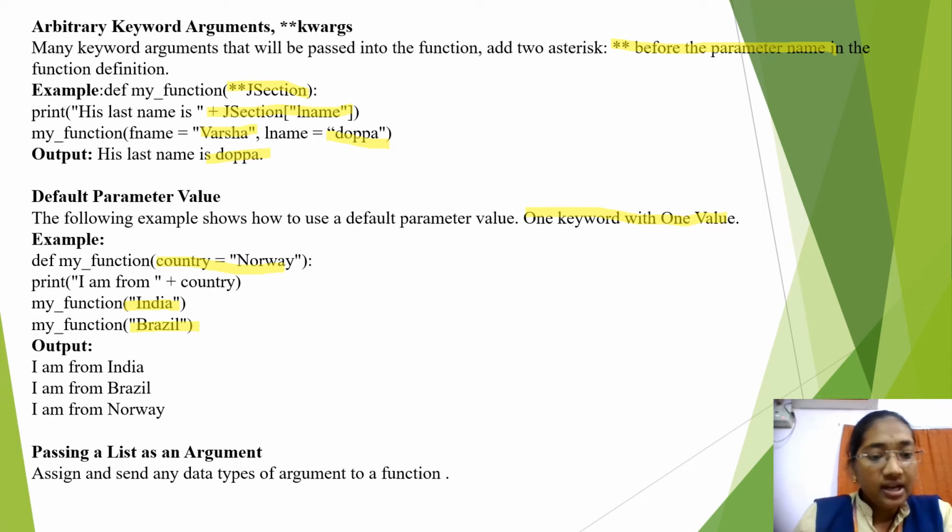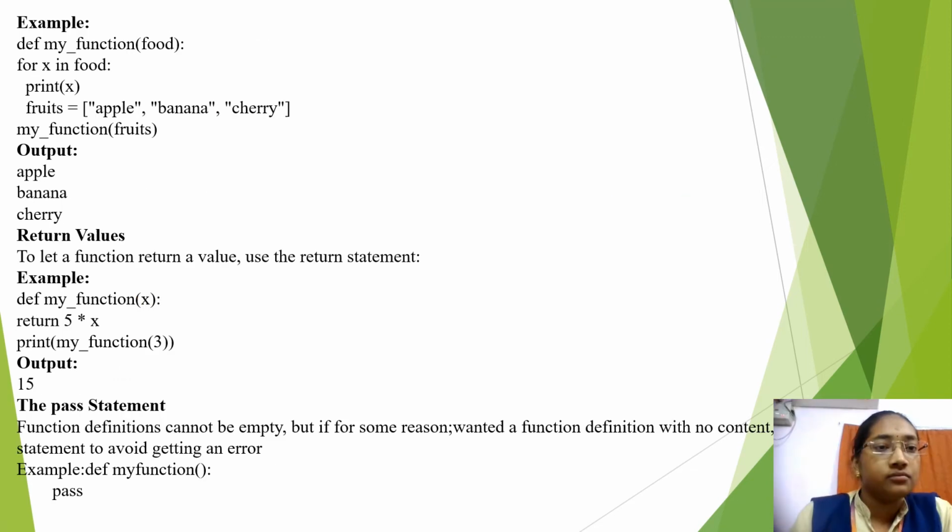Next, passing a list as an argument. You can send any data type of argument to the function. Example: def my_function(food): for x in food: print(x). fruits = ["apple", "banana", "cherry"]. Now calling my_function(fruits), the output will be apple, banana and cherry.